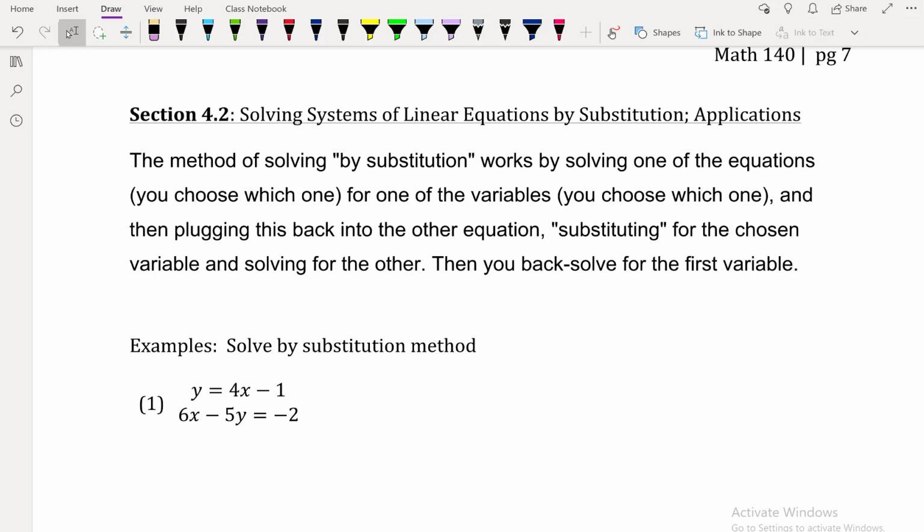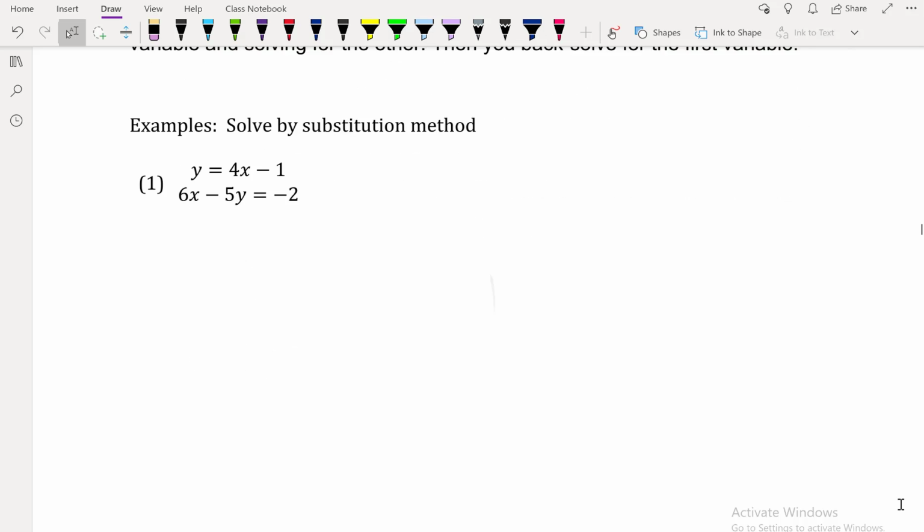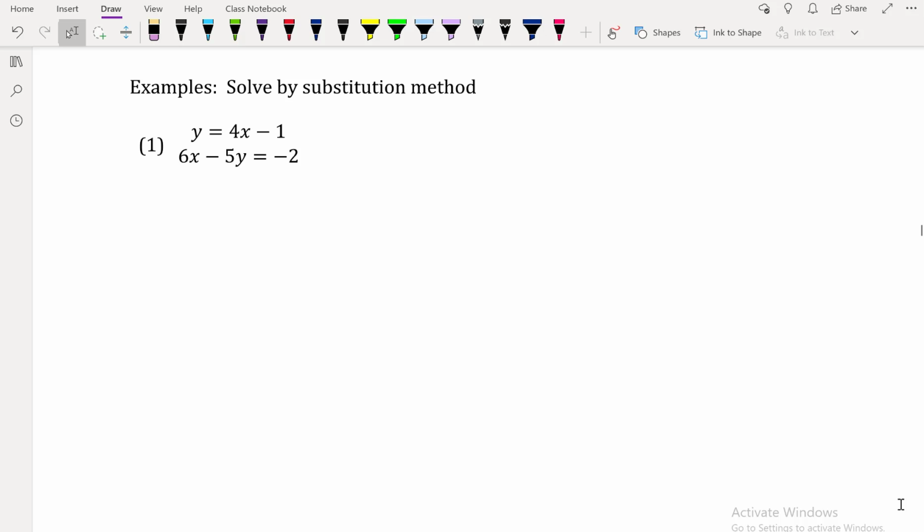Hello Math 140 students, we are going to pick up on page 7, section 4.2, solving systems of linear equations by substitution. So by substitution, what that really means is that you're going to plug one equation into the other.